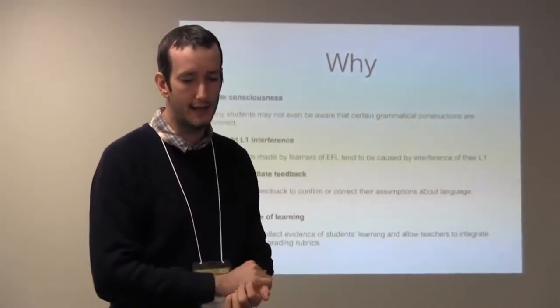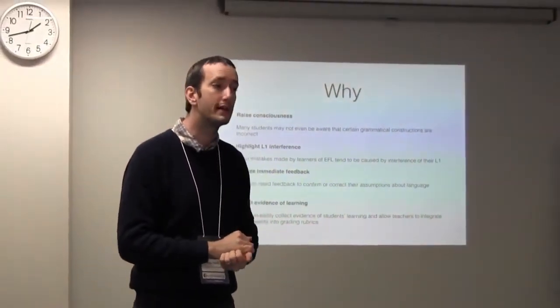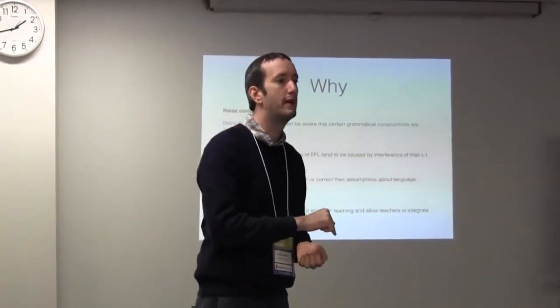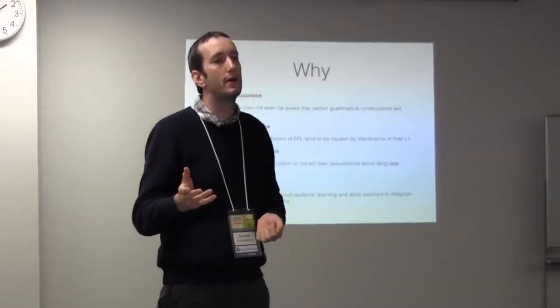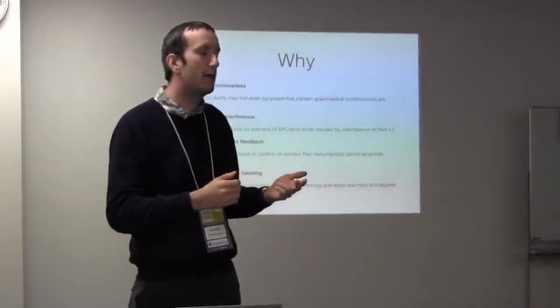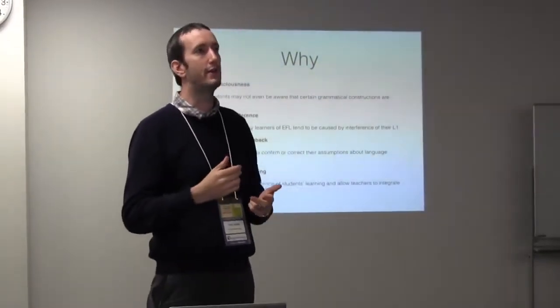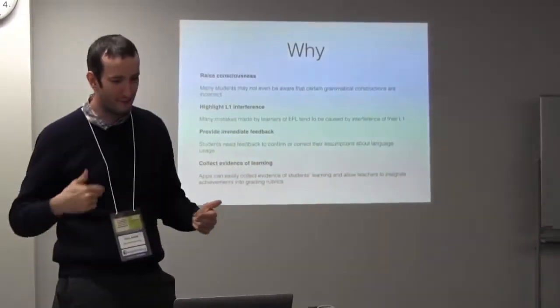The second one is to highlight L1 interference. As you probably know in your own contexts, many mistakes are made by interference of the L1. For example, Japanese simply doesn't have articles, so it's very hard for Japanese students to understand how articles work. Native speakers tend to use their intuition, and it's very hard to teach. You can't teach your intuition. So you have to find some way.